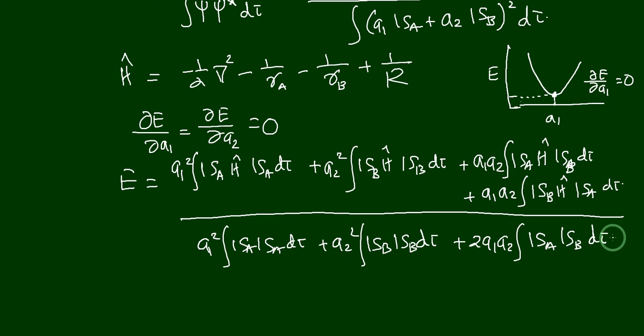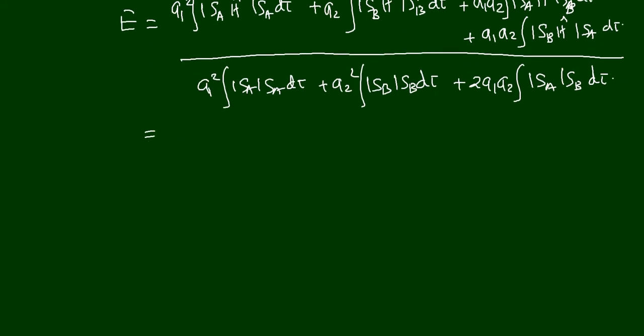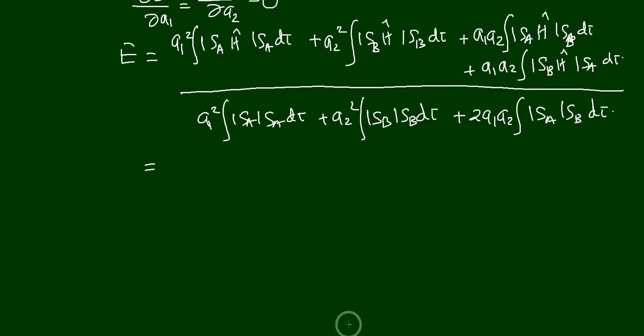Then that is equal to a1 square, I write integral 1s a H cap 1s a as HAA. You may be remembering this type of notation. We learned this while learning variation theorem. So let me write this as HAA. HAA means integral 1s a H cap 1s a d tau.